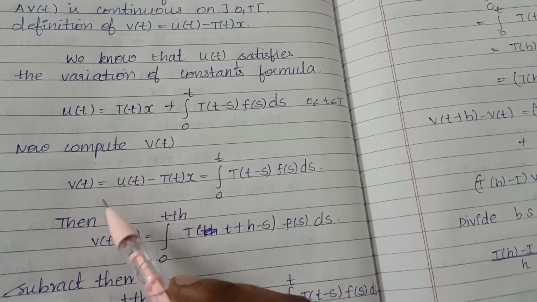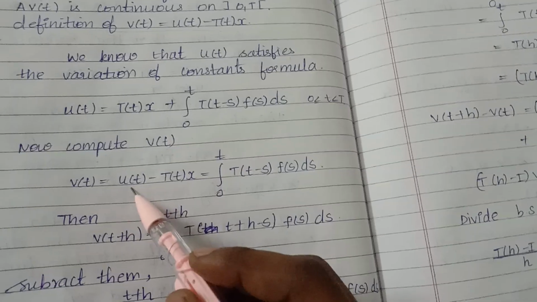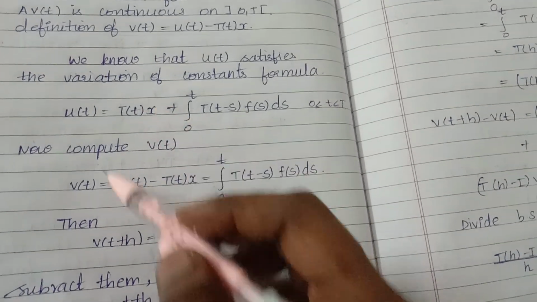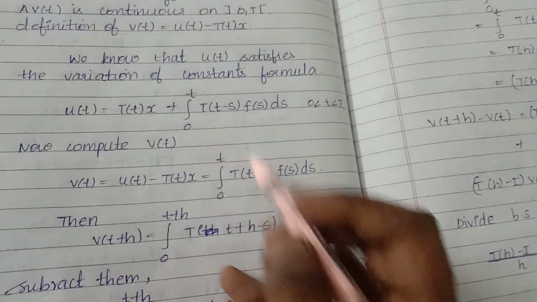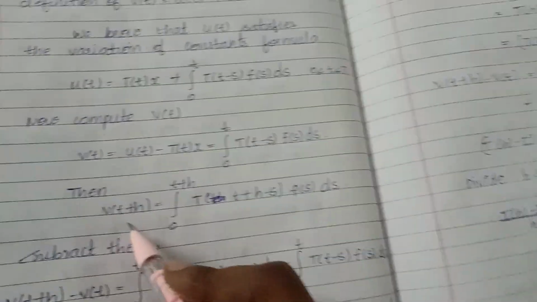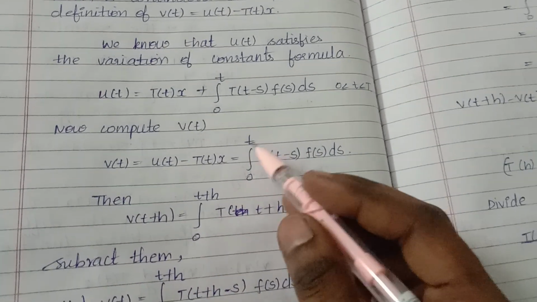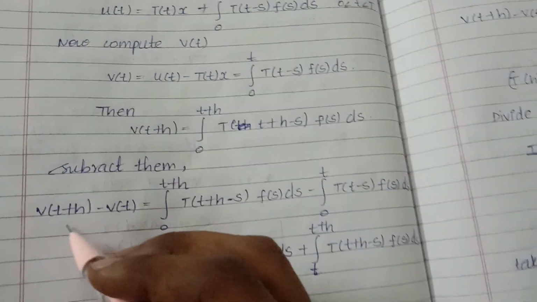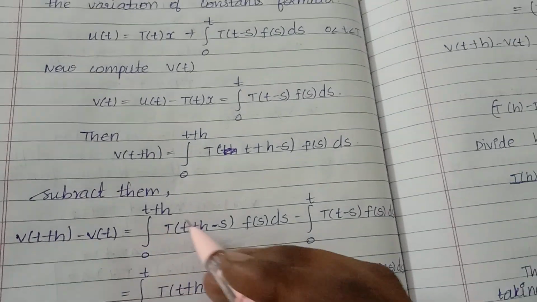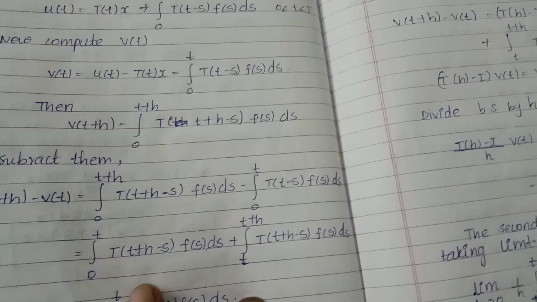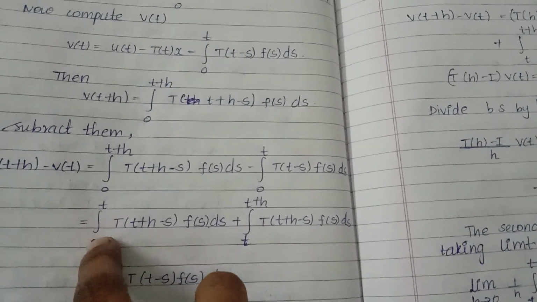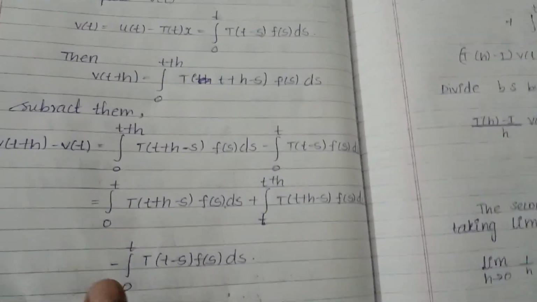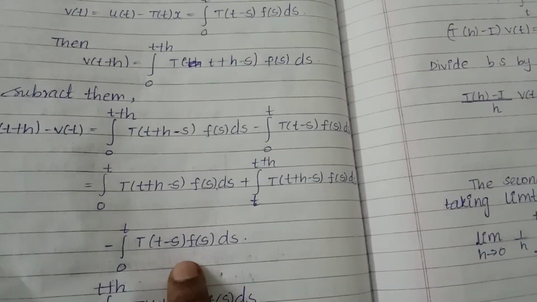So we compute v of t equal to u of t minus T of t x. If we subtract, this term T of t x gets cancelled and we balance these terms. So assume v of t plus h, so instead of t there will be t plus h, and subtract them: v of t plus h minus v of t. So we split the interval 0 to t plus h as 0 to t plus h, minus 0 to t of T of t minus s.